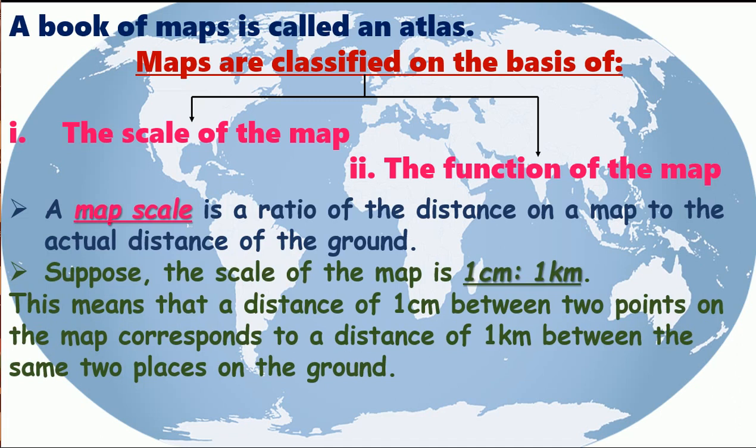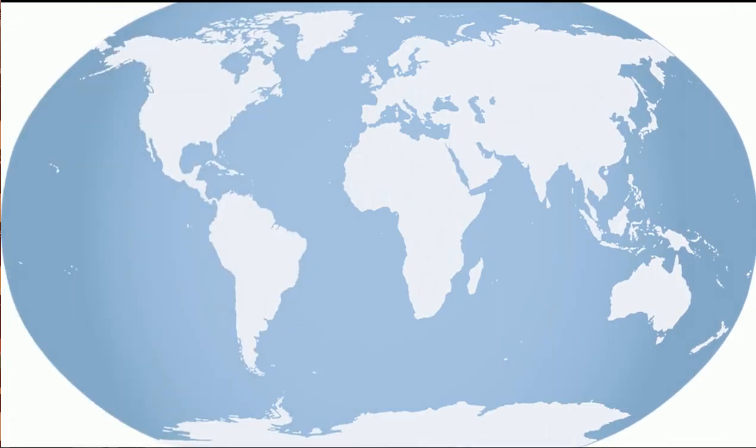Okay, what is a map scale? Map scale is the ratio of the distance on a map to the actual distance on the ground. And 1 centimeter is to 1 kilometer means a distance of 1 centimeter between 2 points on the map corresponds to a distance of 1 kilometer between the same two places on the ground.